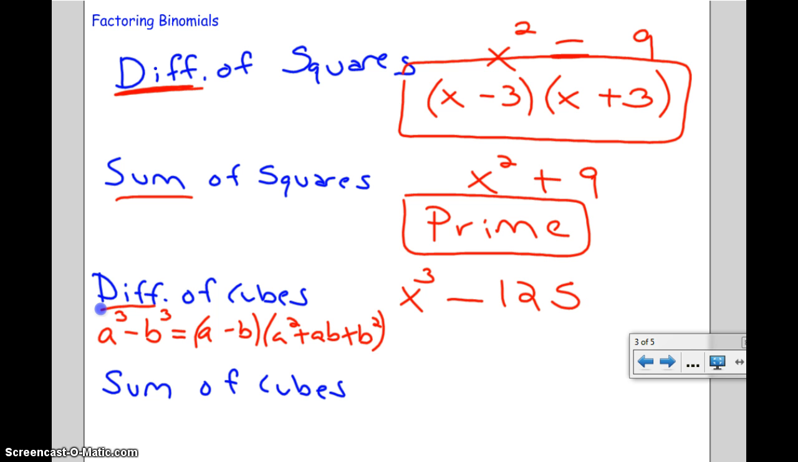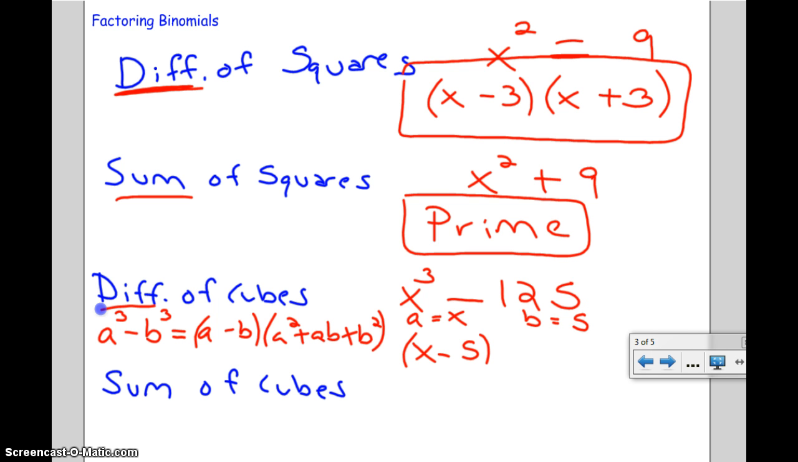So I need to identify what is my a value for this formula, what is my b value for this formula. So for my problem, my x is going to be like a, and my b is going to be 5, because 5 times 5 times 5 makes 125, whereas x times x times x makes x cubed. So to apply my formula to this problem, I'm going to do a minus b, which is going to be x minus 5.